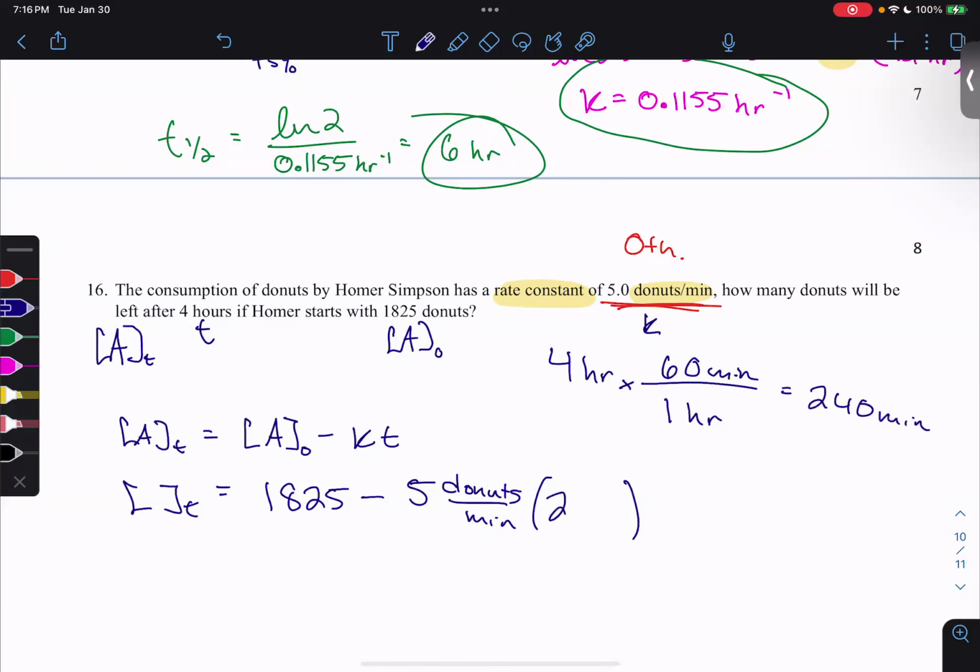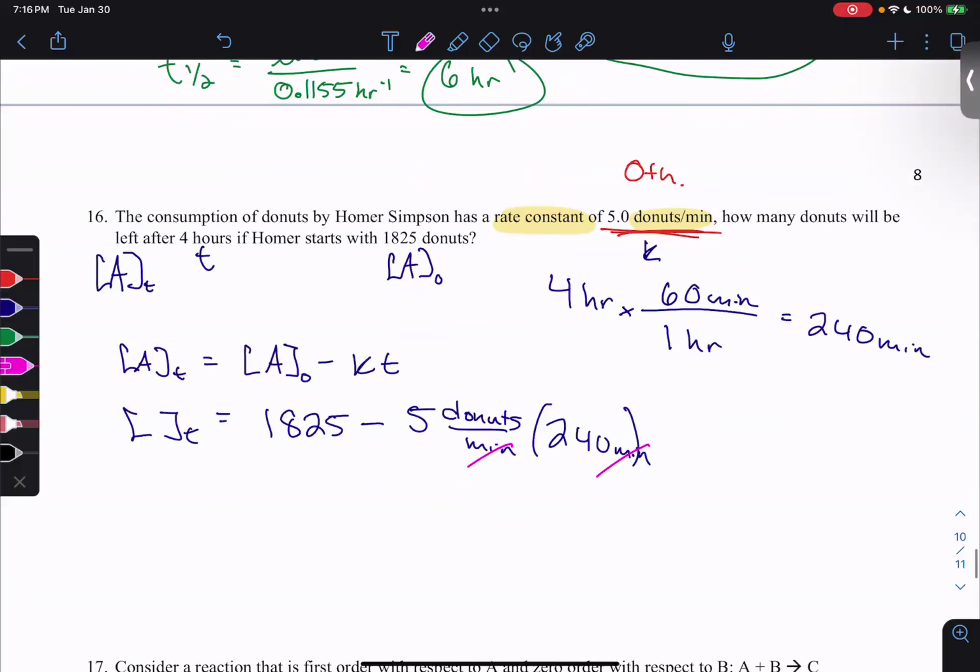240 minutes. So 240 minutes is our T. And so we see units cancel, minutes cancel. So we're subtracting 1,800 donuts by this multiplication thing. And I think you get that Homer eats 5 times 240. In 4 hours, he eats 1,200 donuts.